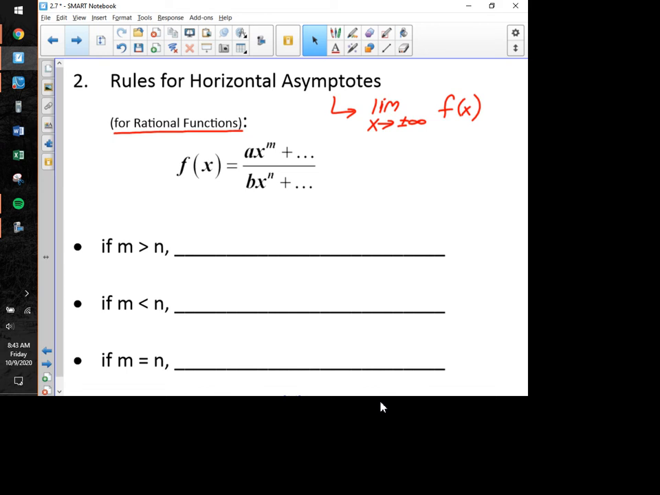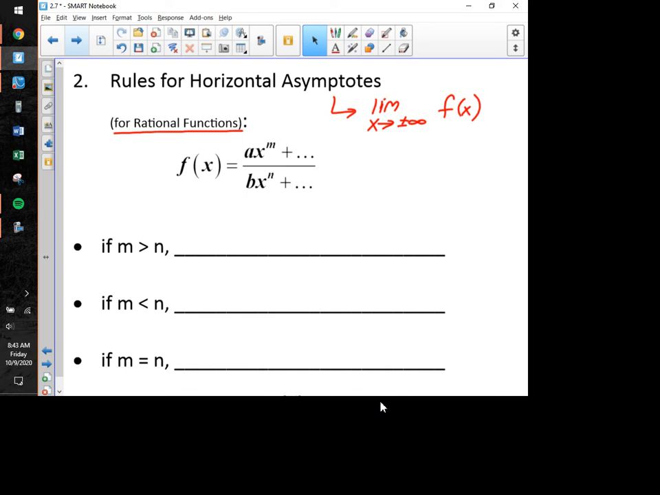So what's going on here? f of x, our rational function, is defined as the quotient of two polynomial functions. And all we've bothered to write here was the first or the leading term of each of those polynomials. a times x to the m power plus, and then there's just a whole bunch of junk that may or may not come after that term. And in the denominator, we're dividing by b times x to the n power. And again, there may or may not be other terms that come after that.